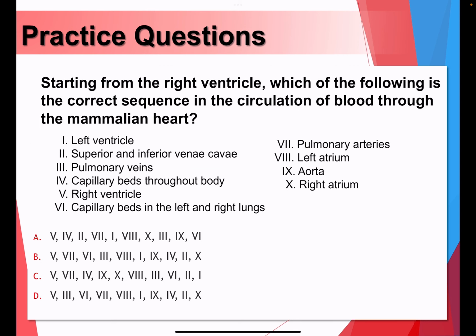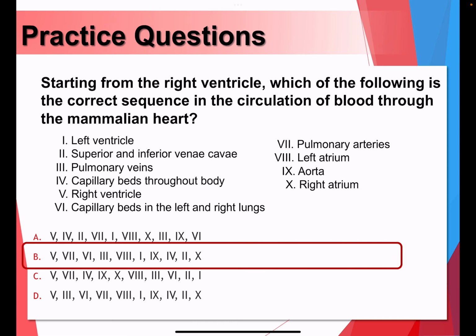And starting from the right ventricle, which of the following is the correct sequence in the circulation of blood through the mammalian heart? Very important. I know this question seemed crazy. I won't ask it like this, but I thought I want to put it in here so you're clear about the order. All right, so the answer should be B, where you start with the right ventricle. From the right ventricle, you go into the pulmonary arteries. From the pulmonary arteries, you go to the capillary beds of the left and right lungs for the pulmonary circuits.